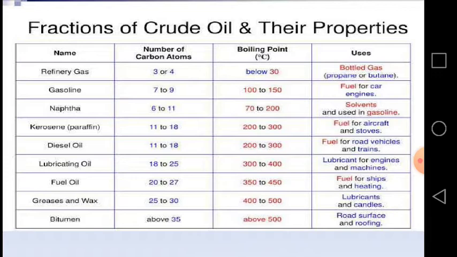Diesel, as you can see, is used as a fuel for road vehicles and trains. Lubricating oils, these reduce friction between moving parts in engines and other devices. Bitumen, this provides a waterproof layer for roofing and also is used to make tarmac for building roads. So these are the uses of the different fractions of the crude oil. You can also recall the number of carbon atoms present in these fractions and their boiling points.